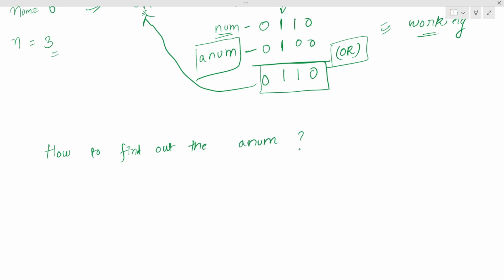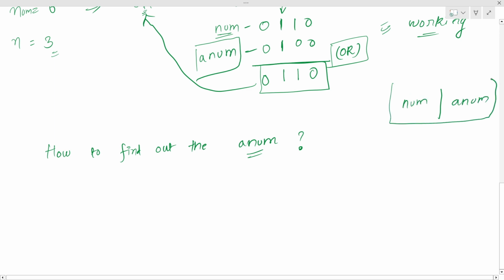We have seen in detail discussion, right? We know what is num. We are trying to find out a num, and we are doing OR operation between num and a num. That is going to give you your answer, and we have seen how we are getting it. Now the idea is how to find this a num. If you know how to find this a num, then the OR operation is very easy. You will just write num OR a num. This is your answer actually.